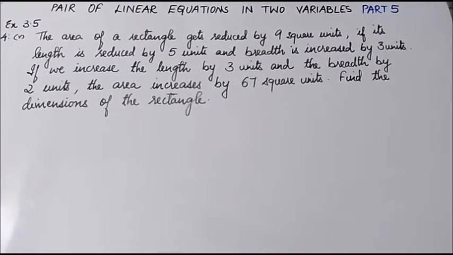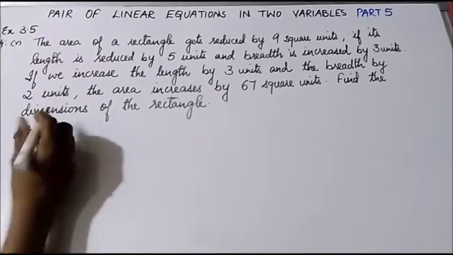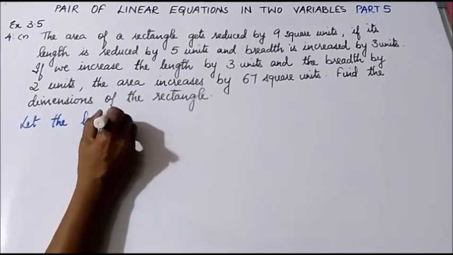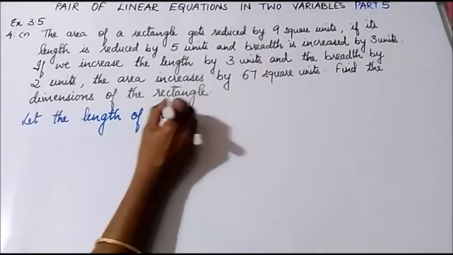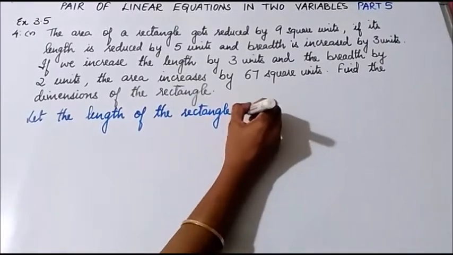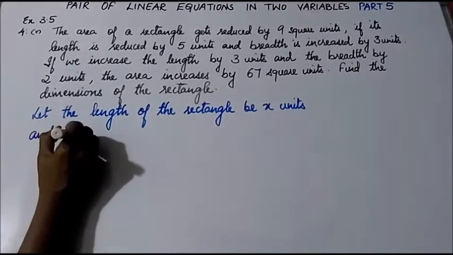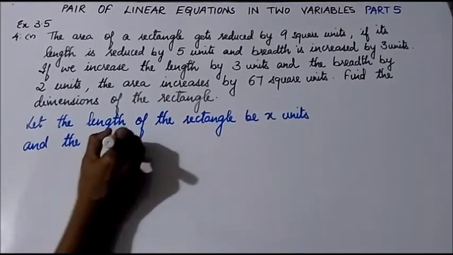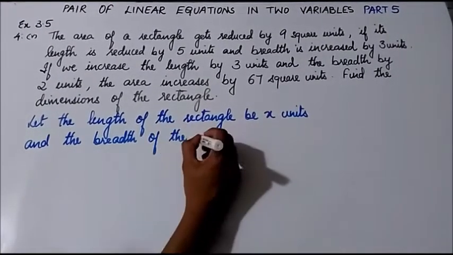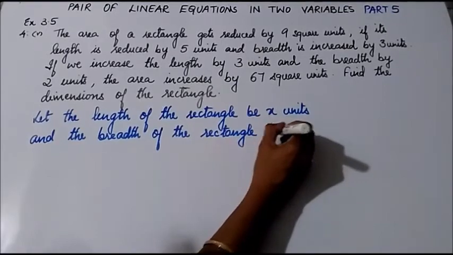The fifth question, it is given that we are supposed to find the dimension of the rectangle. So let us write, let the length of the rectangle be x units and the breadth of the rectangle be y units.